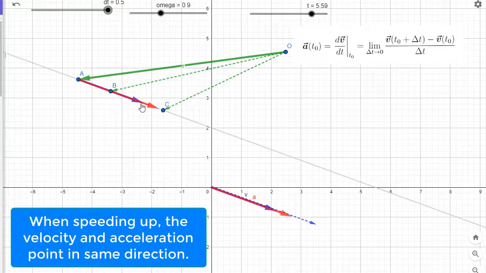That's when we get an acceleration to the right. That's when that dotted velocity is bigger than the solid velocity, and therefore the difference in those two velocities is also, in this case, downward and to the right. That's why they're all pointing in the same direction.